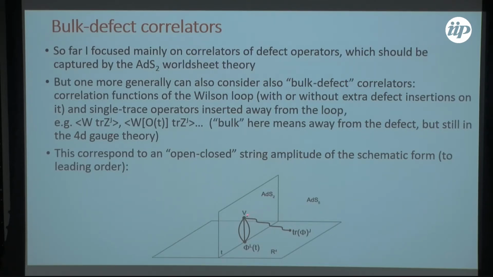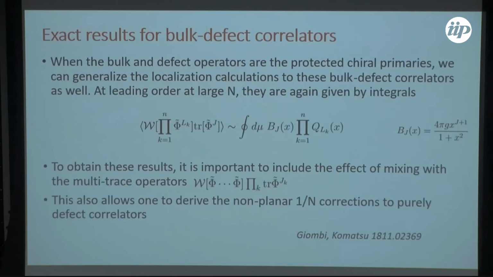We have a vertex operator, which is dual to the closed string operator that we insert away from the defect. And this is just an AdS5 bulk to boundary propagator, connecting the insertion point to the vertex operator. So you can compute this from the string theory side. And you can also derive exact results for these correlators from localization. I'm not going to describe the full procedure, but what you get in the end, at least at leading order at large N, is again a very simple expression in terms of the same Q functions.